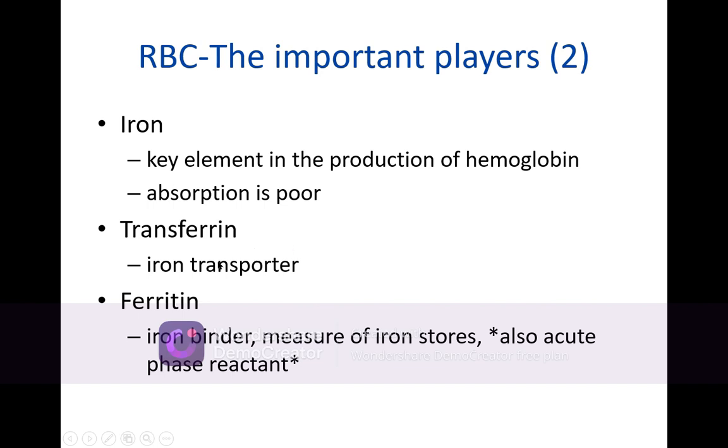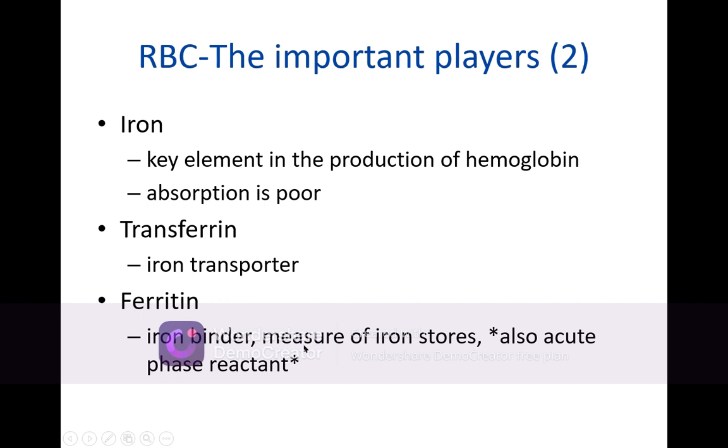Transferrin, now it is absorbed. It is the iron transporter protein. It binds the iron and carries it to the liver, where iron is required. Where it is required, it will be transported to the hematopoietic tissues.